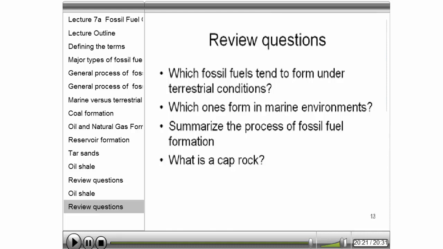This completes our first section of Lecture 7. You should read the relevant sections in the chapter and move on to the second part.